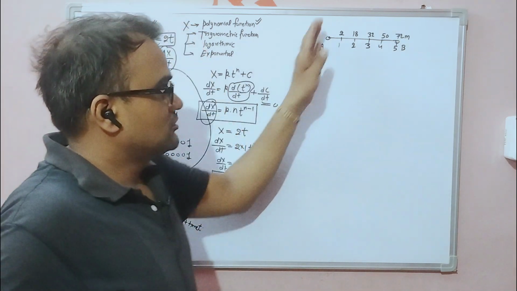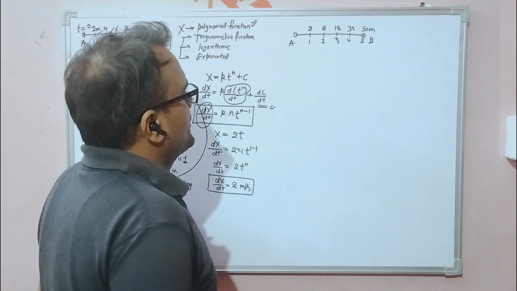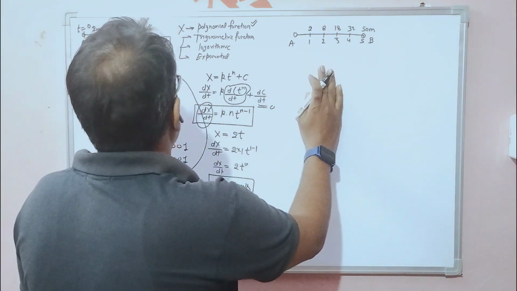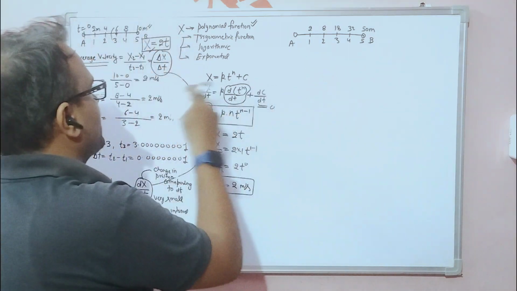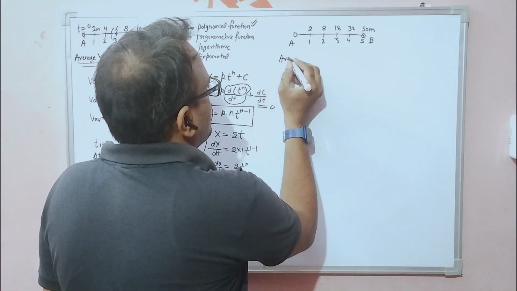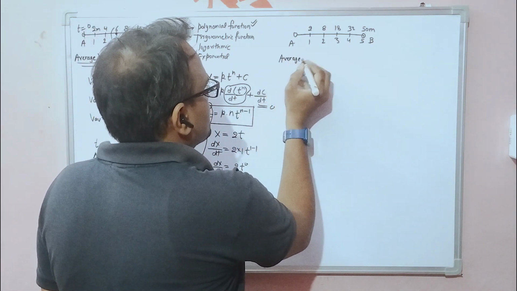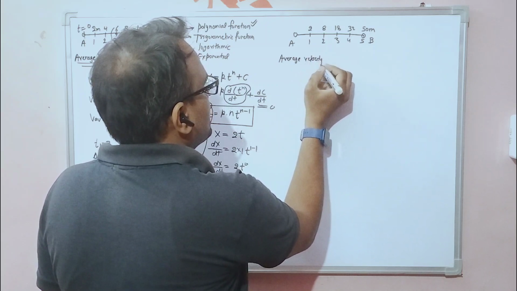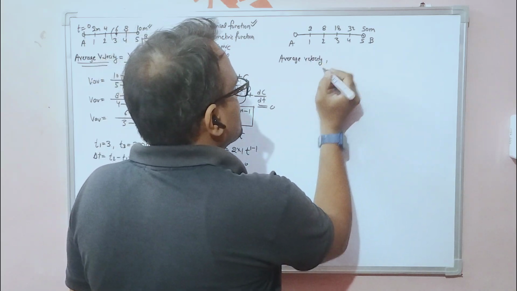Now let's focus on this case, what is going on here. Now here in this case, I just want to start the same way as I started in this. So here, first calculate the average speed, or you can say the average velocity. It is what?